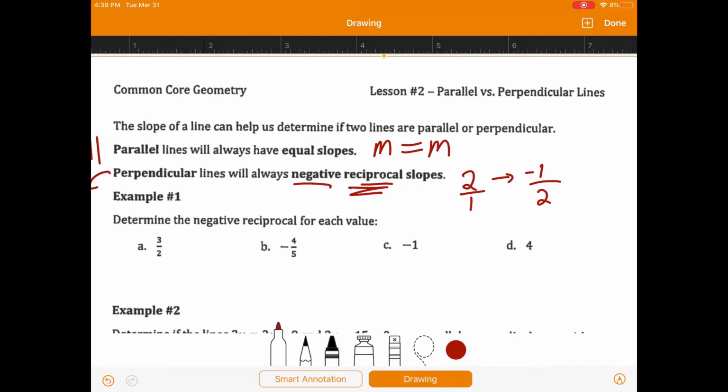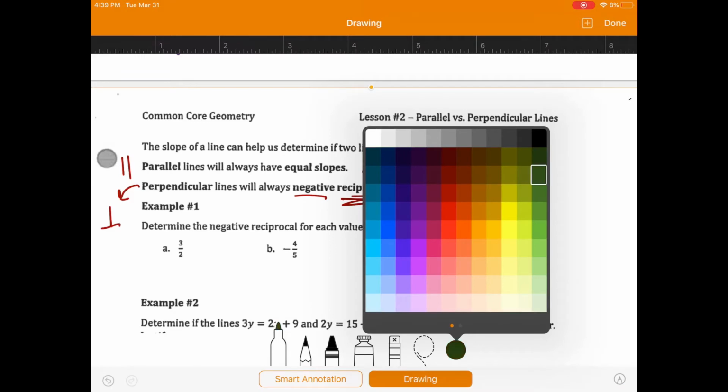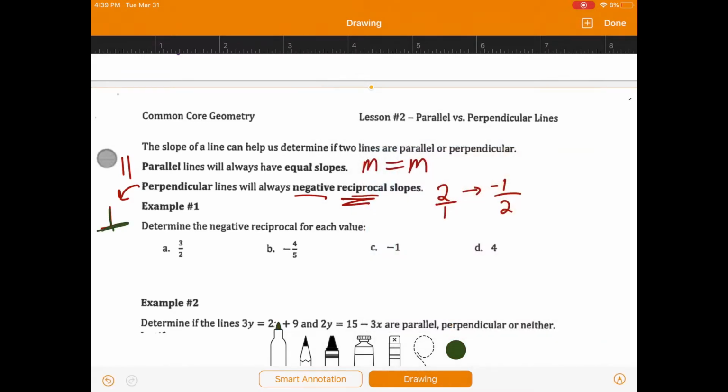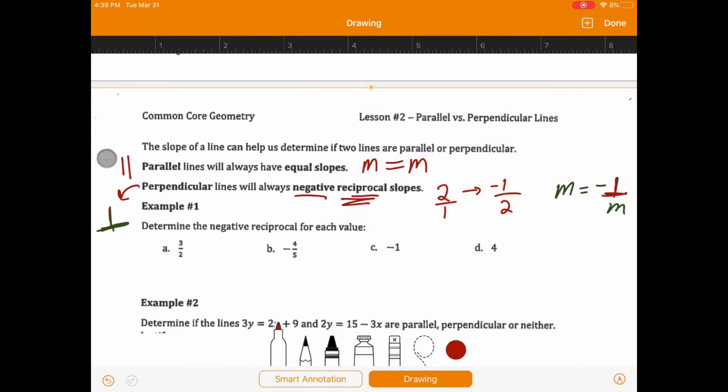But the way I remember perpendicular being a negative reciprocal is that the perpendicular symbol that we've got kind of looks like this. Okay, and if we use generic terms for that, if we said that the slope is going to be the negative reciprocal of it, you still have that same perpendicular type thing up there. So if you can remember that it's a negative reciprocal, you don't need the little tricks. But perpendicular lines are always going to have negative reciprocal slopes, and parallel is always going to have equal slopes.